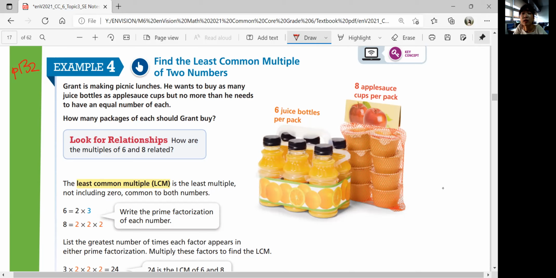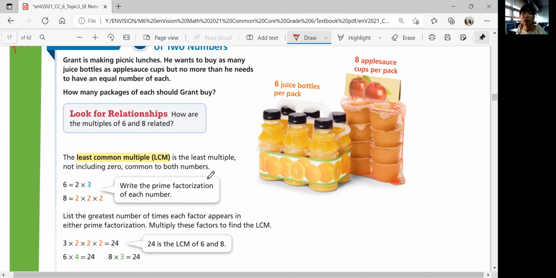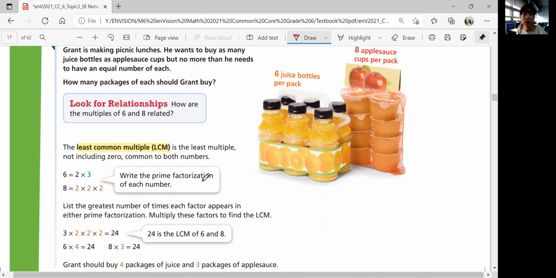So we're going to find the least common multiple for these numbers. Least common multiple is the least multiple, you multiply the numbers, not factor out, okay? Not including 0, common to both numbers. So look at the prime factorization of 6 and 8. 6 would be 2 times 3. 8 would be 2 times 2 times 2. You're going to list the greatest number of times each factor appears in either prime factorization. What does that mean?